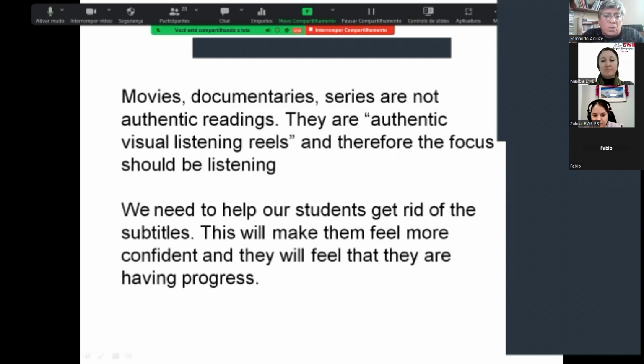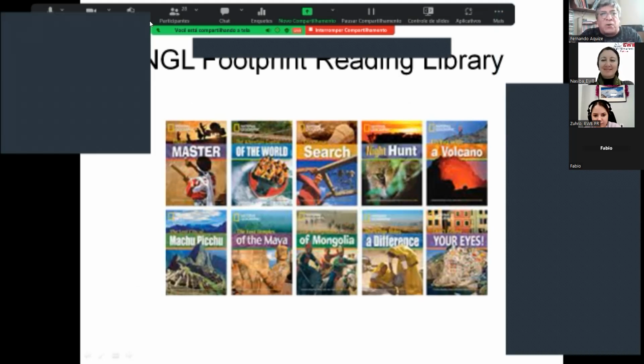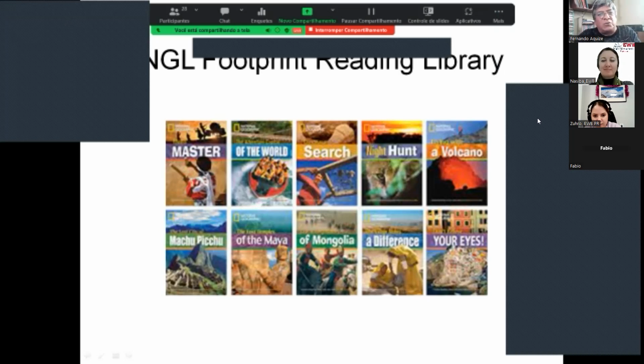Okay. Now let's talk about NGL Footprint Reading Library. Okay, I've heard this a lot. Many people say that National Geographic material is only about animals. I'm sure you've heard about this too. And I've heard this even from people who know a lot, and they tell me, okay, I don't like to use NGL too much because it only has animals.